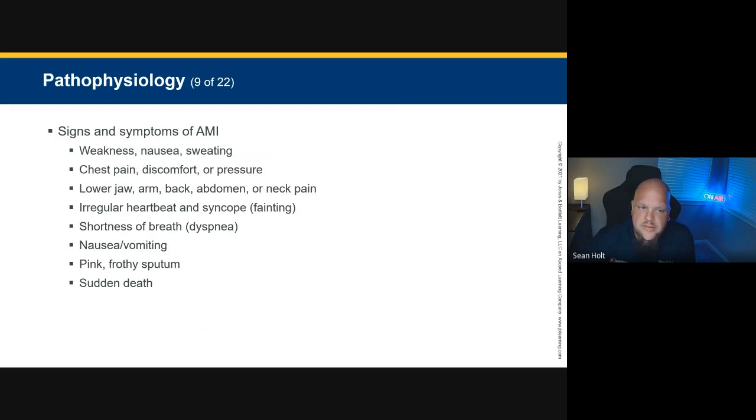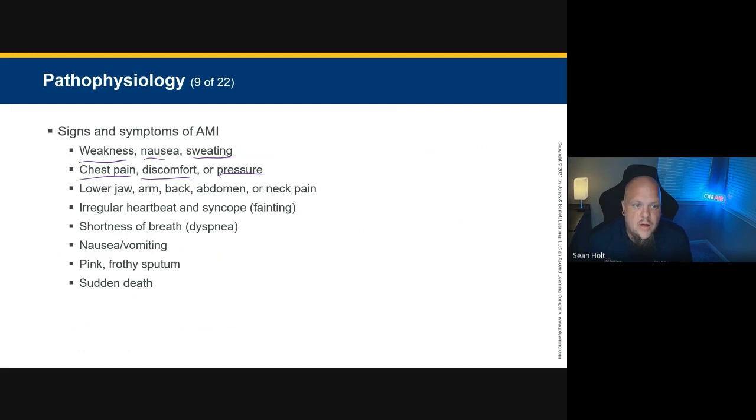And these are those signs that I was trying to list off earlier and I was having a little bit of trouble with. So weakness, nausea, sweating, chest pain, discomfort or pressure, lower jaw, arm, back, epigastric, so upper part of your stomach, or neck pain. All right. So anything that goes on the left side of the face, down the neck, down the left arm, and starts in the chest is a classic heart attack sign. Okay. Take these patients seriously.